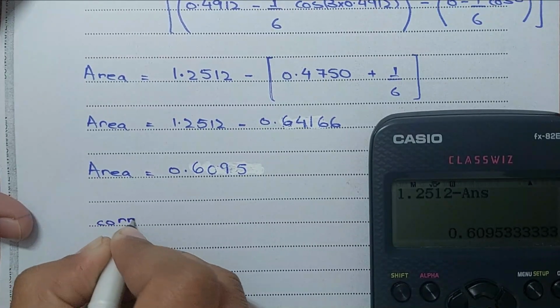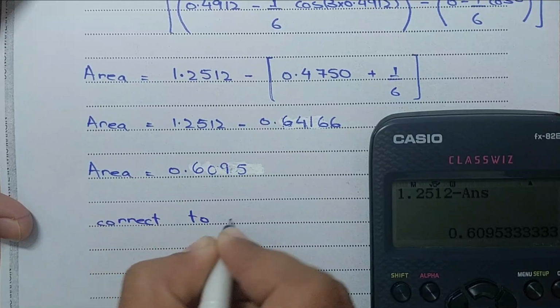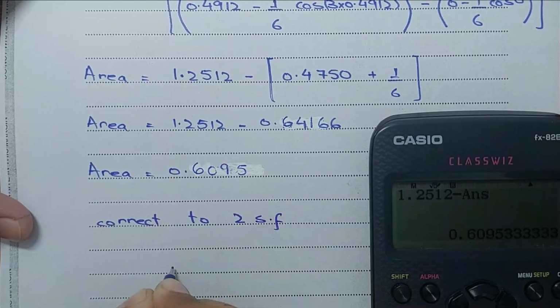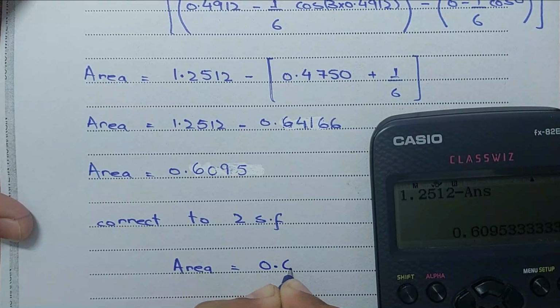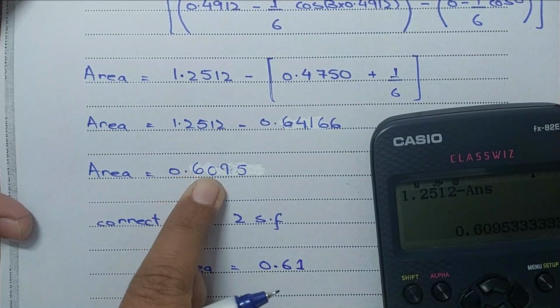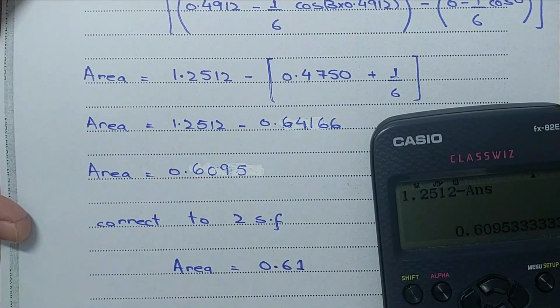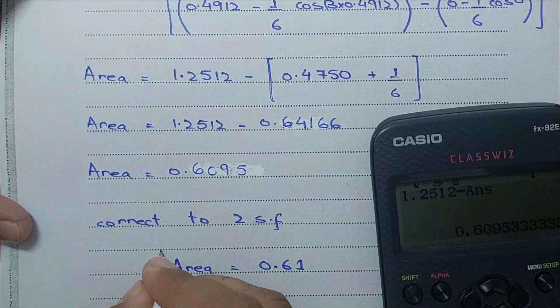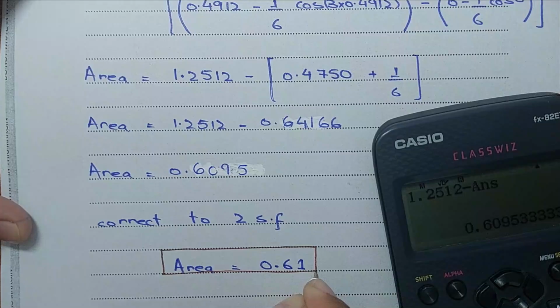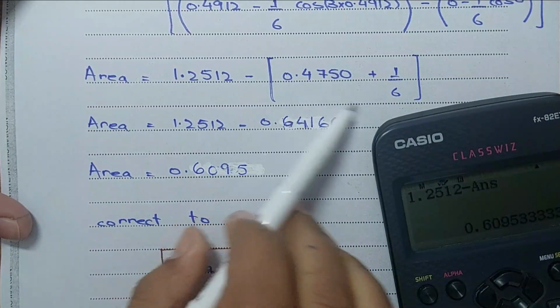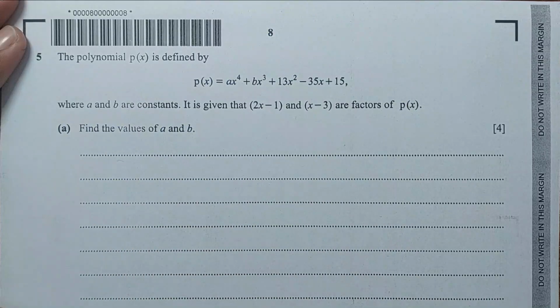two significant figures. Okay, so the area up to two significant figures is 0.6095, and this number rounded to 0.61. So this is the answer in two significant figures. 0.61 square units is the area. Sorry about this error.